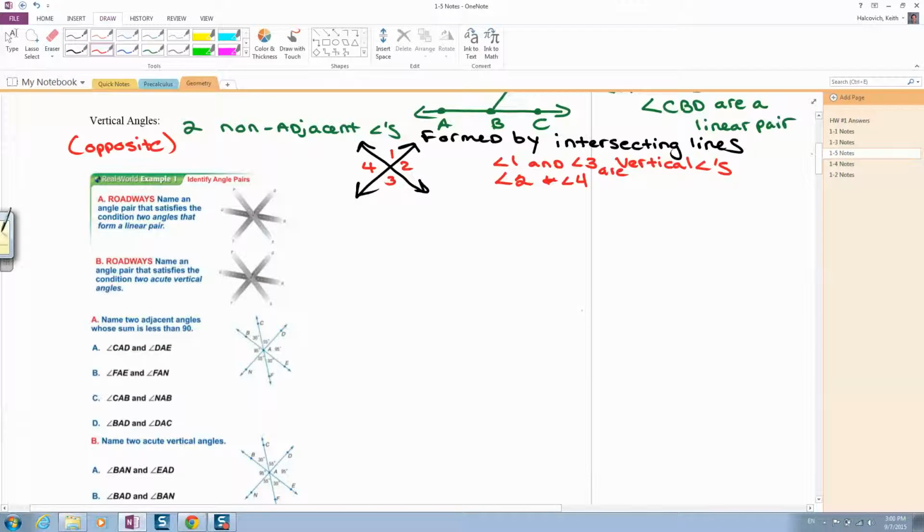All right. So name an angle pair that satisfies the condition that two angles form a linear pair. You could use PIQ and QIS, but there are others that you could use. Here, name an angle pair that satisfies the condition two acute vertical angles. So you could say PIU, this one here, and this one here, which is angle RIS.